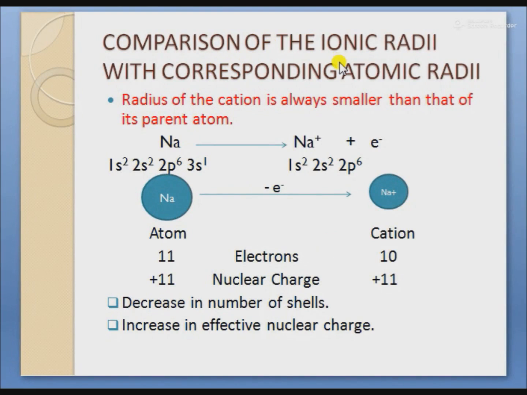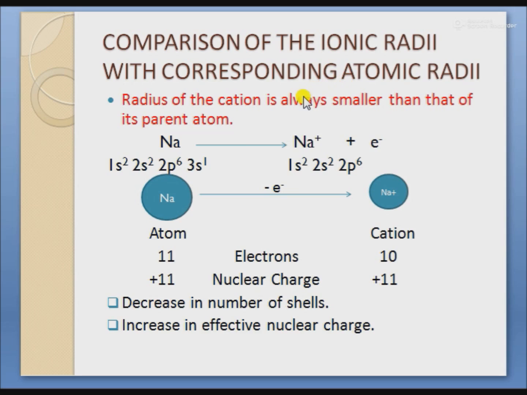Comparison of the ionic radii with corresponding atomic radii. First of all, what are ions? Ions are the species, atoms or groups of atoms, which carry positive or negative charge. The atoms which carry positive charge are called cations and the atoms which carry negative charge are called anions.